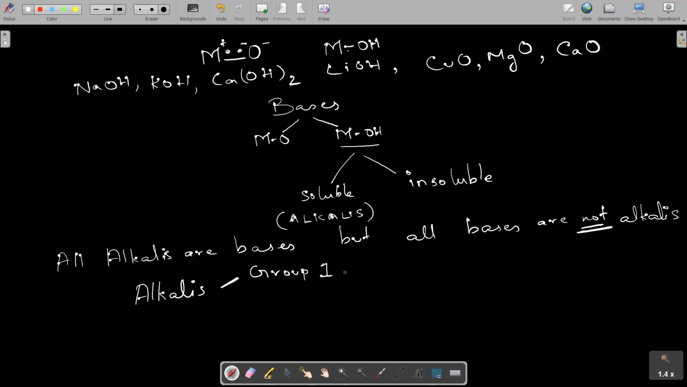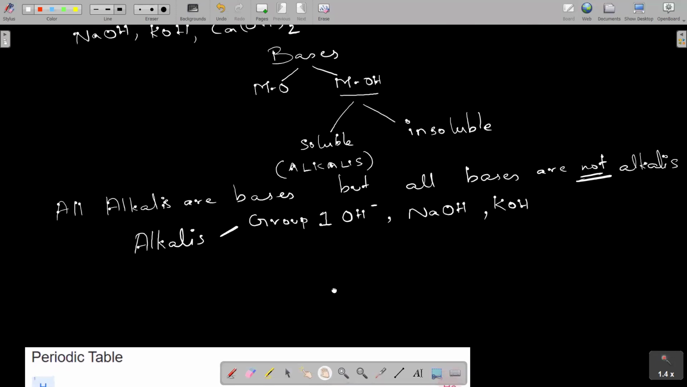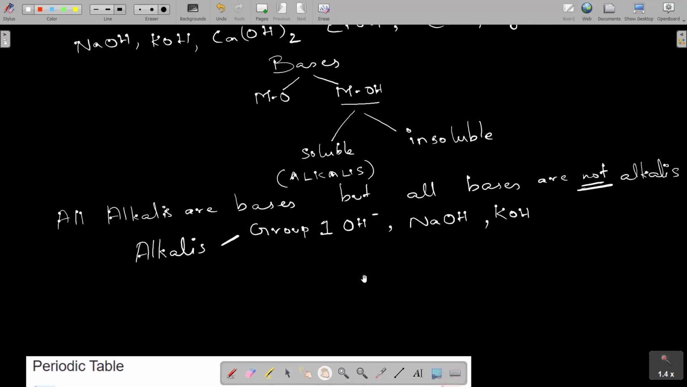Group 1 hydroxides, like, for example, NaOH. So these are all group 1 metals, right? So NaOH, KOH, potassium hydroxide, sodium hydroxide, all that are in group 1 are alkalis. And the other thing is group 2.